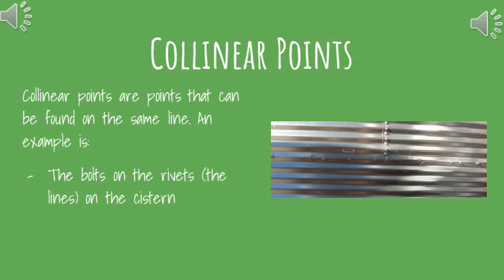Linear points are points that can be found on the same line. An example is the bolts on the rivets, the lines, on the cistern. Go to the next slide.